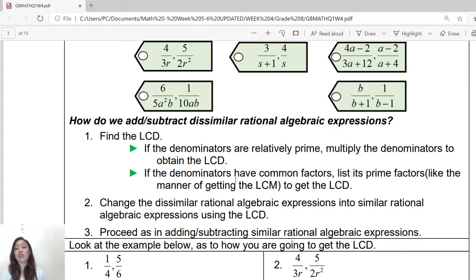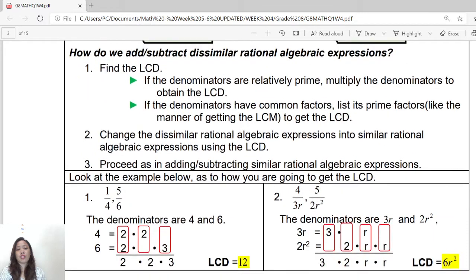If the denominators have a common factor, list their prime factors like the manner of getting the LCM to get the LCD. We will show that later on. Number 2, change the dissimilar rational algebraic expressions into similar rational algebraic expressions using the LCD. Number 3, proceed as in adding or subtracting similar rational algebraic expressions. Okay, so we have here an example.